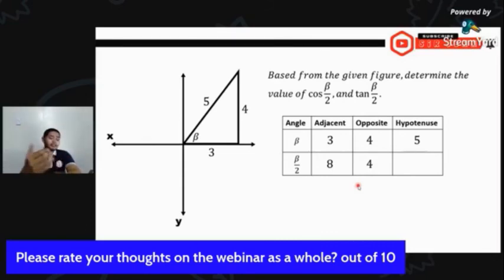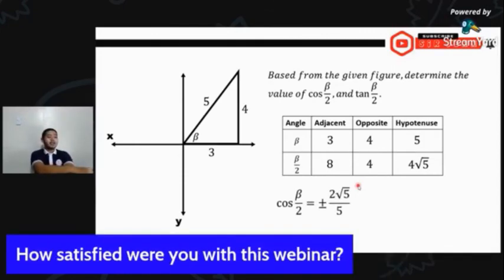Okay, so you are so fast in determining the measurement of the hypotenuse. So the hypotenuse is, yes, you are correct, 4 square root of 5. So how are we going to identify cosine beta over 2? Just simply apply the trigonometric ratio. Cosine is equivalent to adjacent over hypotenuse. Sir Ben, how come it became 2 square root of 5 over 5? Actually, that is 8 over 4 square root of 5. Rationalizing that one and then simplifying it, it would become 2 square root of 5 over 5.